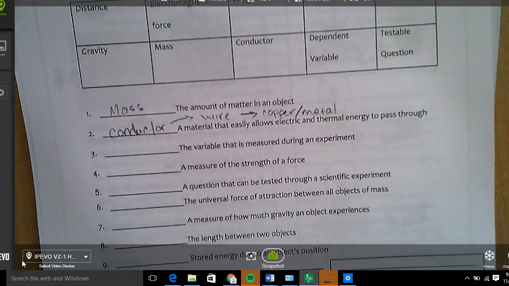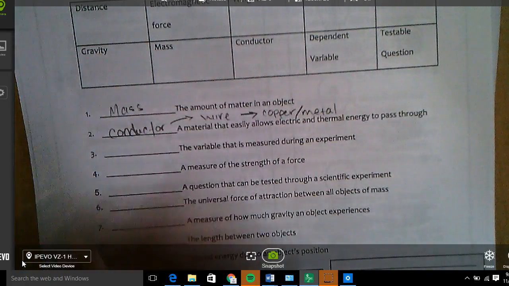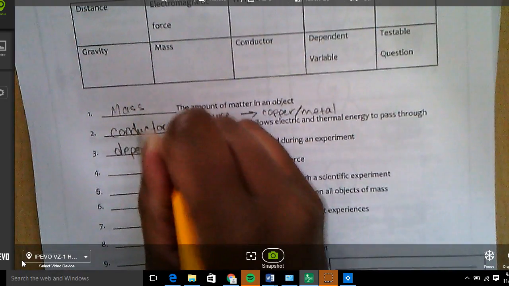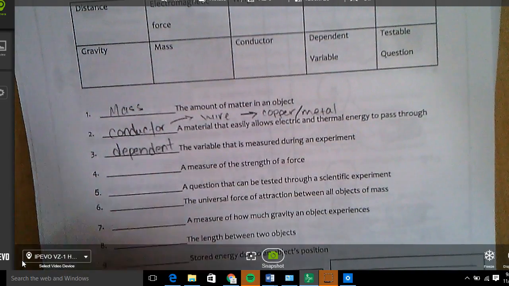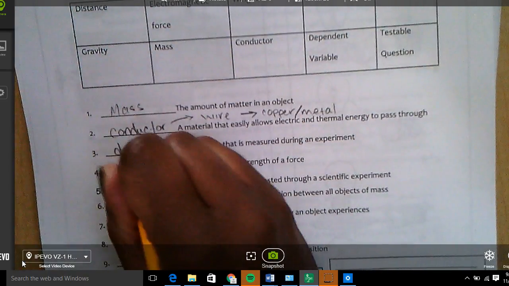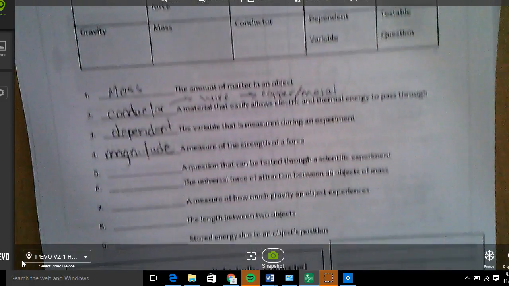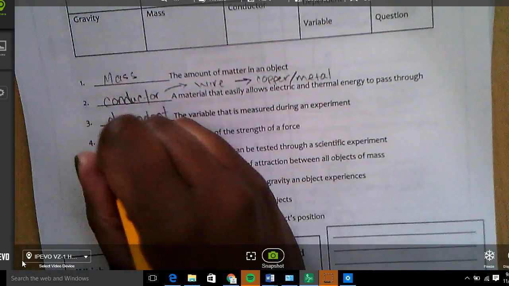The variable that is measured in an experiment, what did you say, Malik? Dependent variable, very good. Number 4, a measure of the strength of a force, Jose? Magnitude, awesome. Number 5, a question that can be tested through a scientific experiment. Oh, testable question, very good.